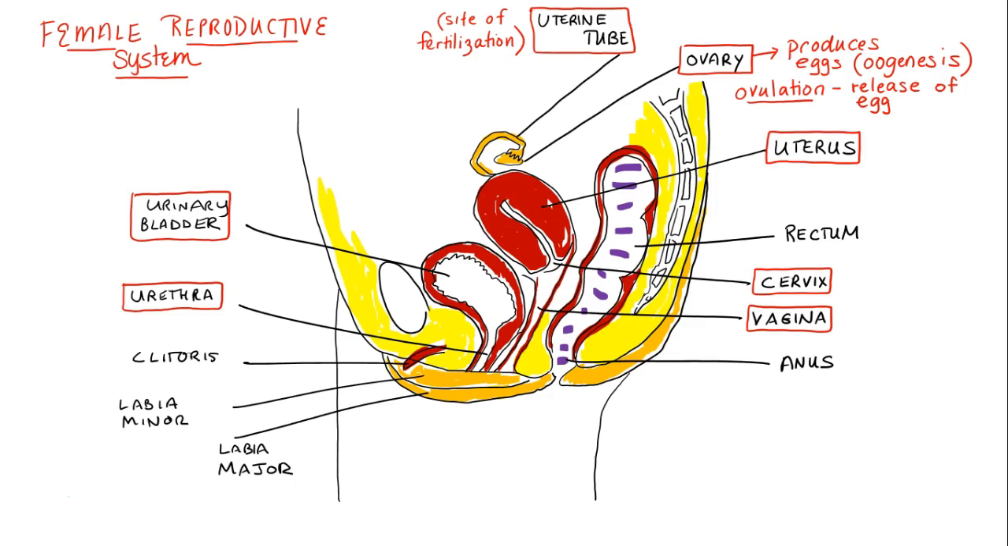And then just anterior to the opening of the urethra is the clitoris, an organ that functions in sexual arousal and orgasm. The clitoris, urethral opening, and vaginal opening are all protected by the labia major and labia minor. So labia means lips, and so the minor lips are smaller and more internal than the labia major, which are the outer lips. Collectively, the term for the external female genitalia is called the vulva.